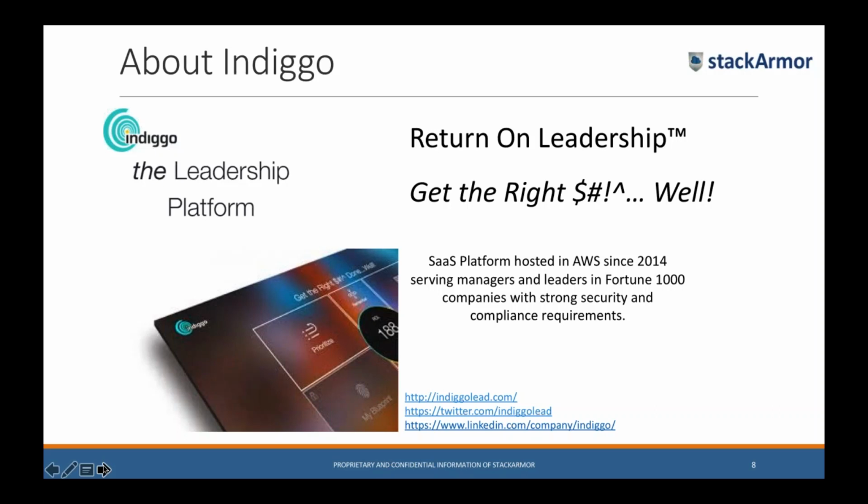Some of the problems that we are solving is through lateral transparency and accountability. It's a very exciting time to be here. We're one of the first into this space, and we've had some great success with some very large clients.